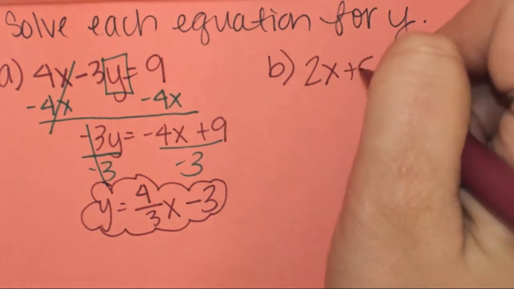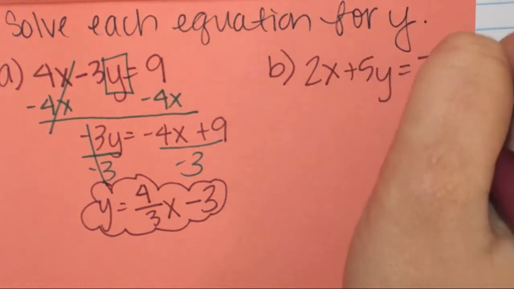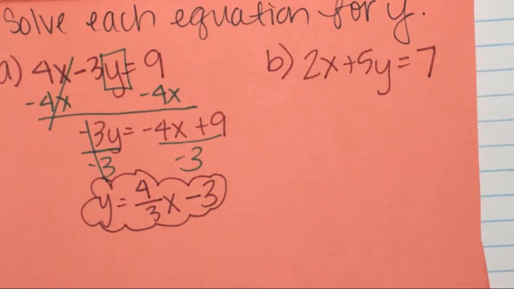All right, B is 2x plus 5y equals 7. Let me read it to you again in case you can't see it: 2x plus 5y equals 7. Solve for y. Do this one without me. I think I made copies of a marshmallow maze for y'all that do this. I'll have to find it. I need to make sure I made those copies. If not, I'll go make them real quick for us.